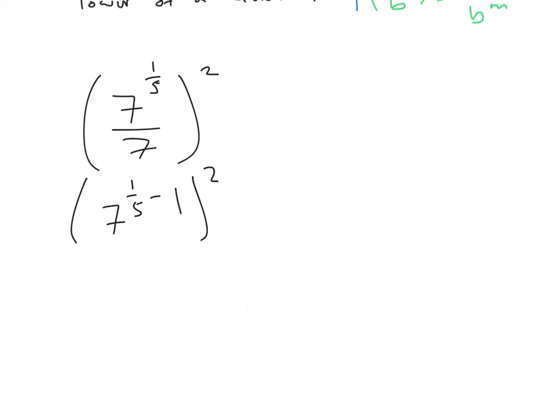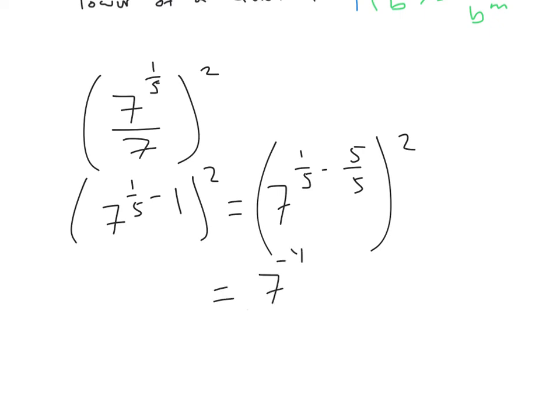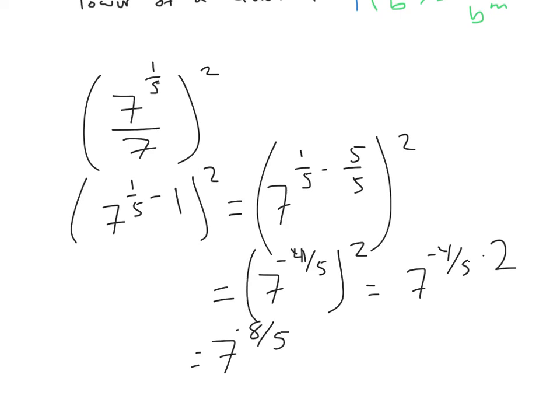Now, we need to go ahead and convert the 1, so that's going to give me 1/5 minus 5 over 5, right? Now, 1/5 minus 5 over 5 is going to be negative 4 over 5, so 7 to the negative 4/5. Now, this right here, we're going to go ahead and multiply real quick. So it gives me 7, and then I have negative 4/5 times 2. Now, negative 4 times 2 is negative 8, so that means I've got 7 to the negative 8 fifths, right?